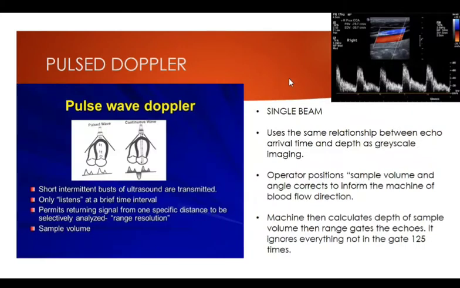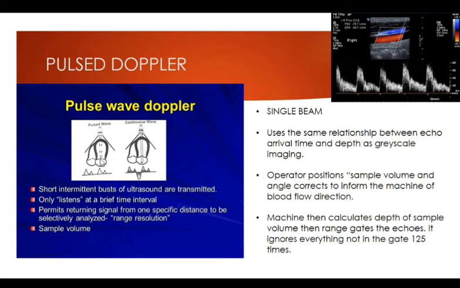So now we're going to talk about our pulse wave Doppler. Our pulse wave Doppler is quite different to our colour and power Dopplers, and the main difference is that pulse wave Doppler is a single beam. Remember, in our colour and power Doppler, we're shooting out pulses, and then we're moving to the next step, and then we're moving to the next step. Pulse wave Doppler is not like that. It's a single beam, and it's a stationary beam.